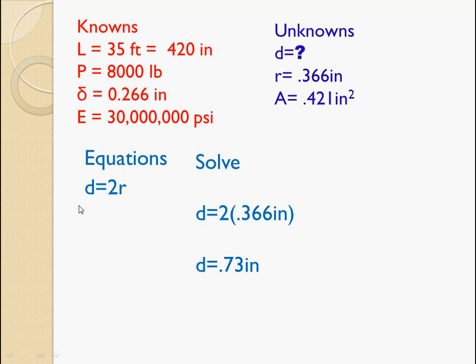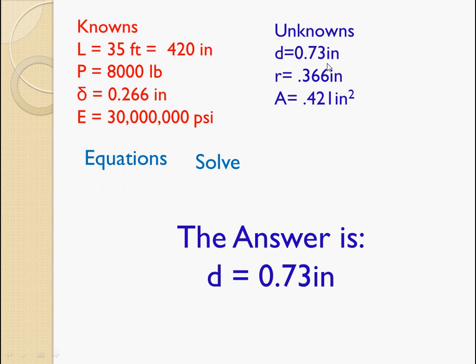So if I get that, I have 2 times 0.366, sorry. That gives me 0.73. The nice thing, it is already in the precision down to the hundredths place, so I'm done with my problem here, and that's a very good thing.